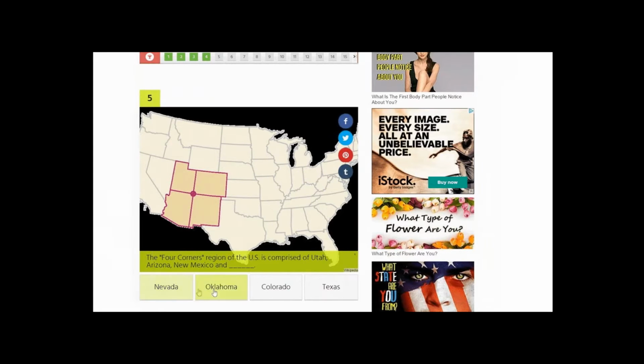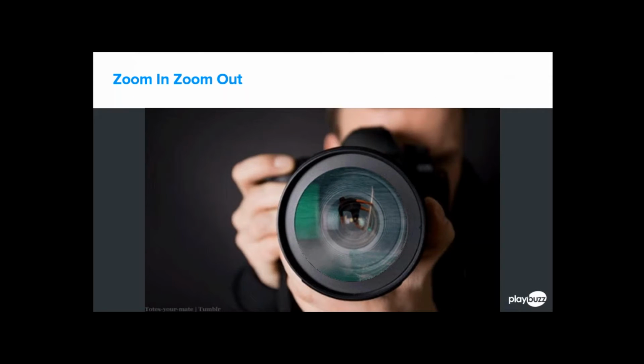Now the next unexpected way to use the trivia format is the zoom in, zoom out trivia. In this type of trivia, you provide your audience with a picture zoomed in enough so they can't see exactly what it is, but they have enough information to guess. You're testing their visual knowledge. It's fun, creative, visual.